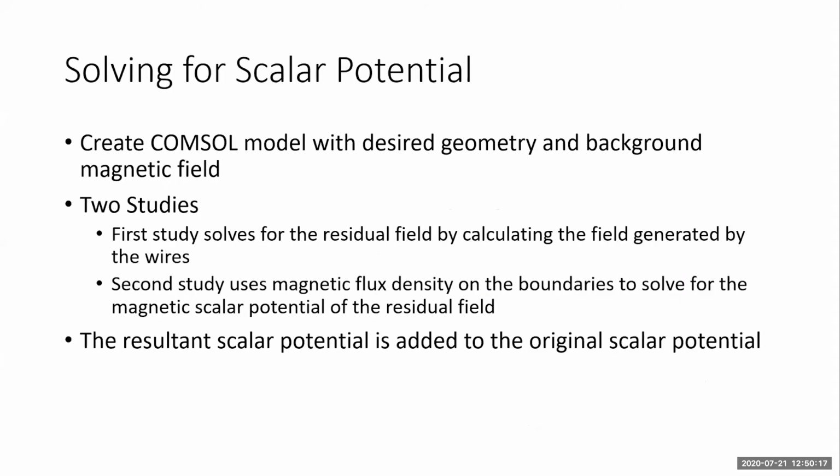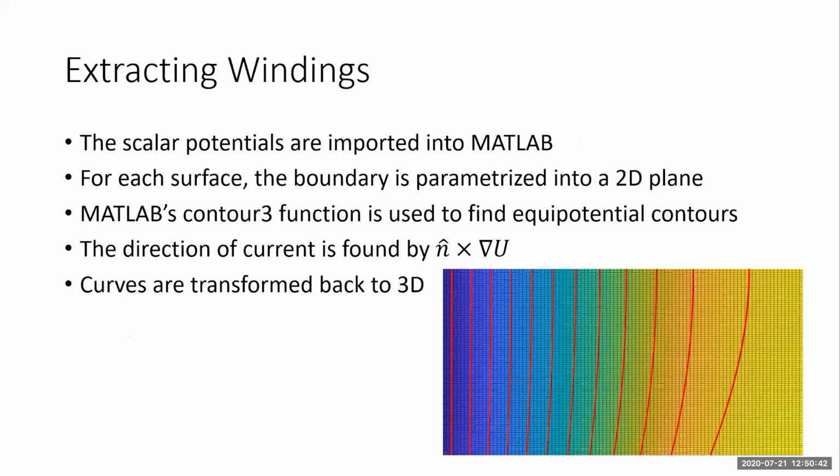So to solve for the scalar potential, I use a COMSOL model. So build your geometry, put in your background magnetic field. And so we have two studies. The first one will solve actually for the magnetic field from your wires. And then from that, you can get the residual field. And then the next study will then solve for the scalar potential. And you can add those together, and then you can start extracting the windings.